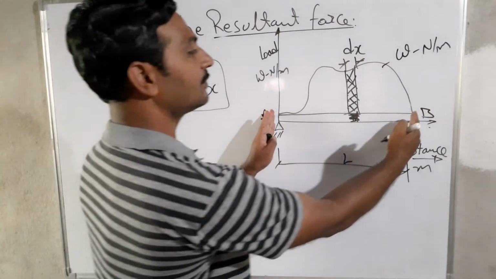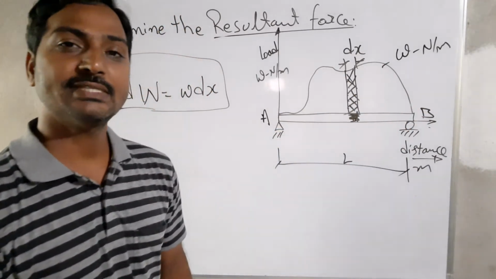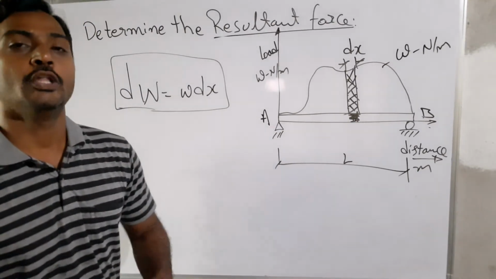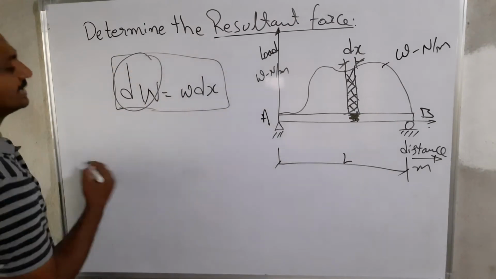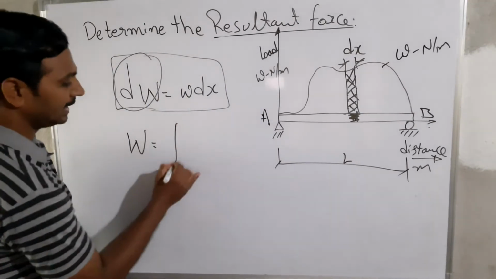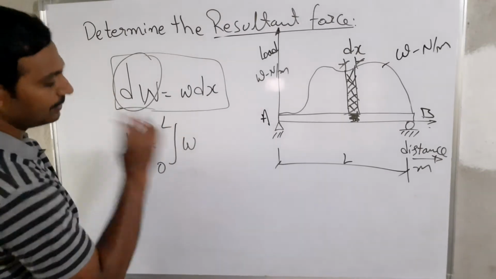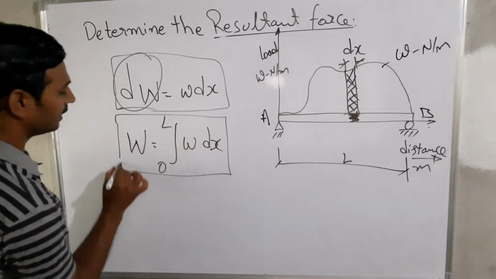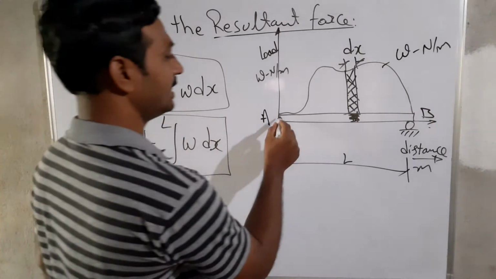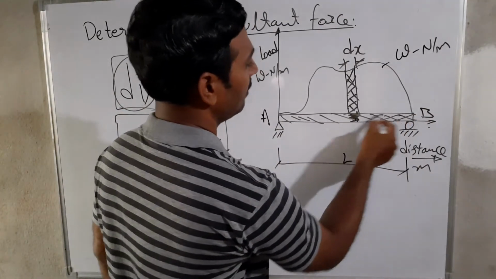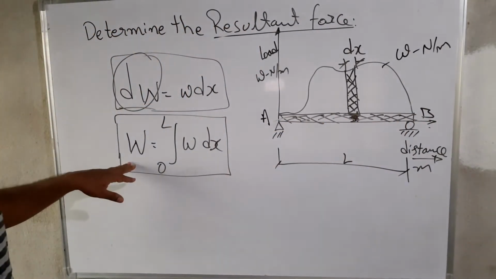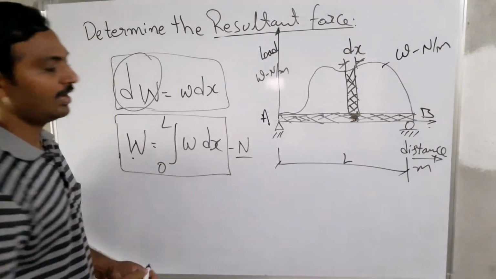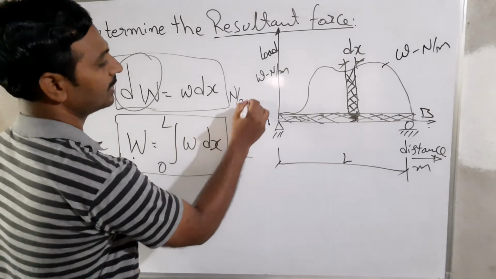Now, what is the total length of the beam over which the distributed load is acting? We need to substitute the limits in this equation so that we get the total distributed load. So the total W is the integral from 0 to L of w dx. This way we calculate the total load acting on the beam. So we are converting it into a point load, which we get in terms of newtons, whereas the distributed load is in newton per meter.